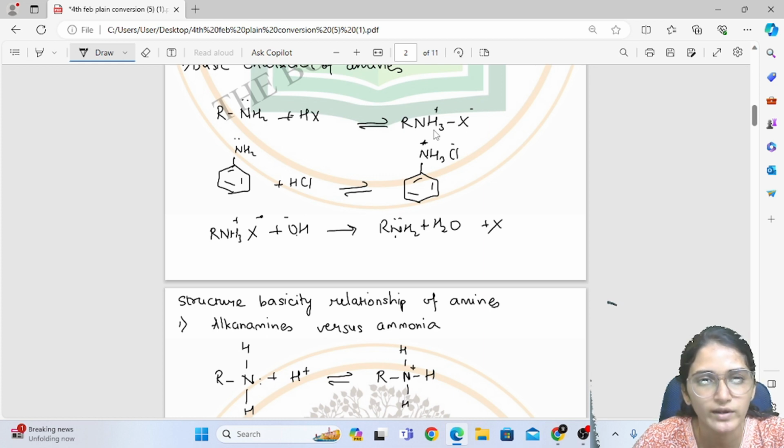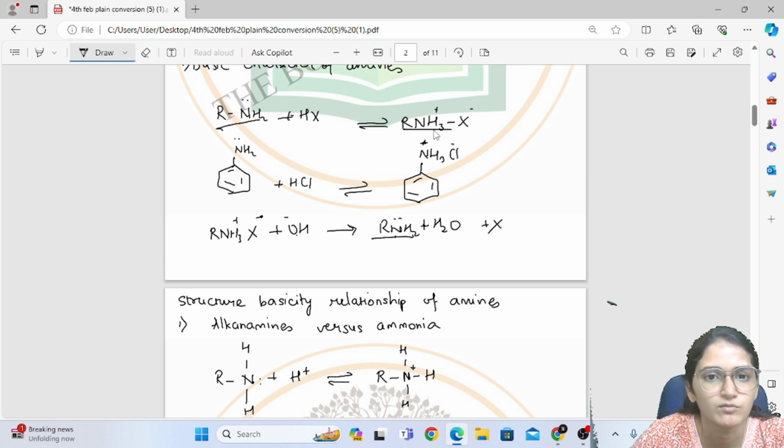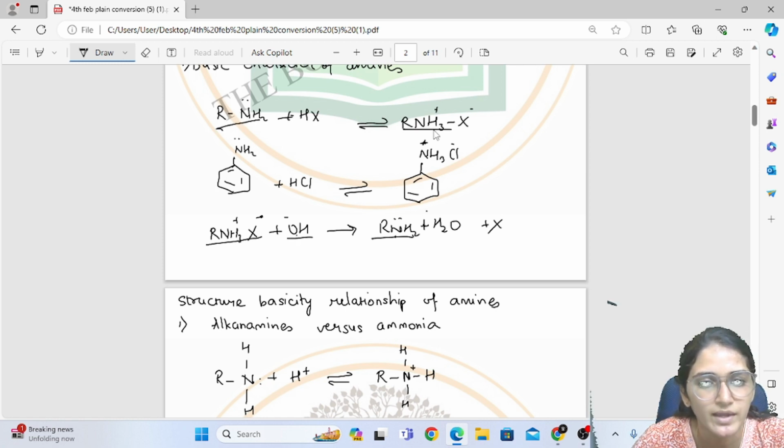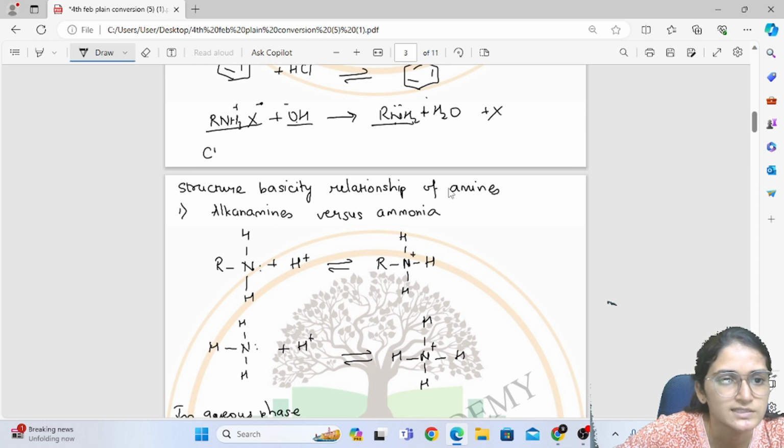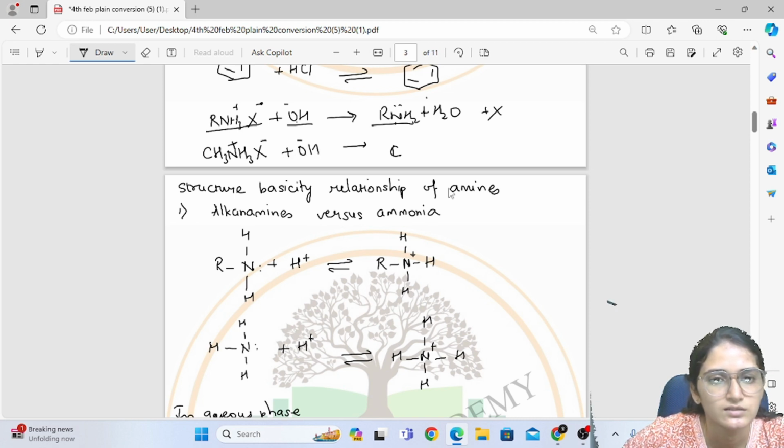This arrow tells you that the reaction is reversible, and you get back the amine that you had taken as a reactant. Here we had taken RNH2, a primary amine, to produce the ammonium salt, and that salt we react with a base to get the RNH2 group again. If I take an example over here, CH3NH3X plus OH minus gives CH3NH2 plus H2O plus X minus. In place of X we can take Cl here, so here also Cl.